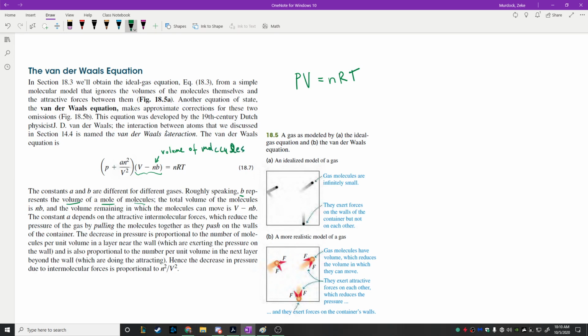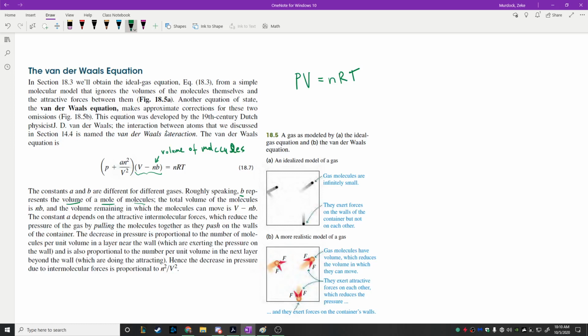Volume of the molecules. That's what nb represents, right? So that reduces the overall volume that the gas molecules have to work in. The constant a depends on the attractive intermolecular forces, which reduce the pressure of the gas by pulling the molecules together as they push on the walls of the container. So a depends on the attractive forces between the molecules.